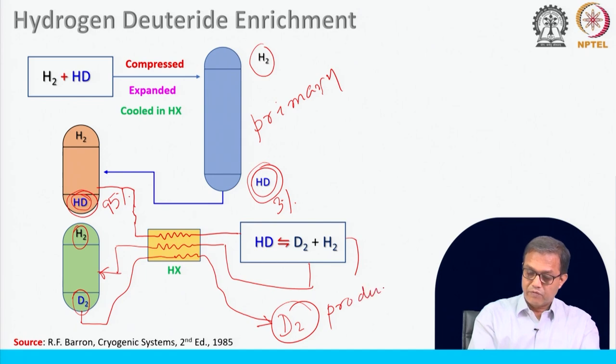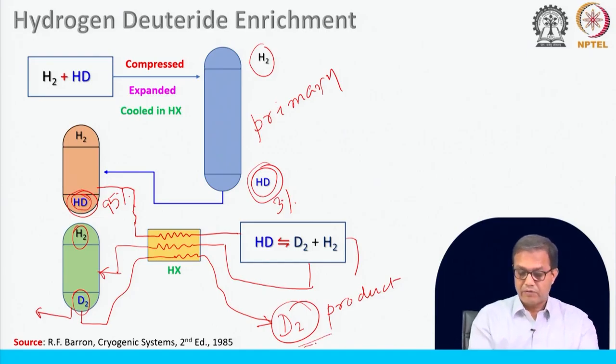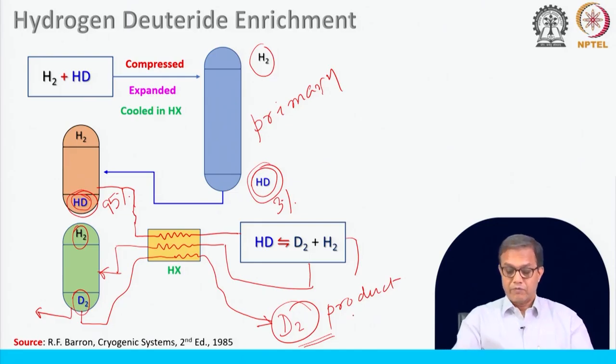If anybody wants it in the liquid form, one can take it out from here itself. If it is needed in the form of deuterium in the gaseous form, one can put it through the heat exchanger and it will be coming like this.